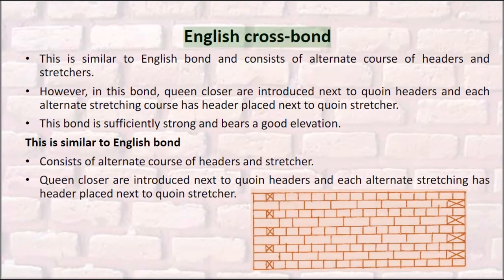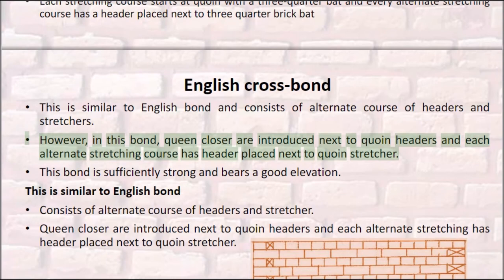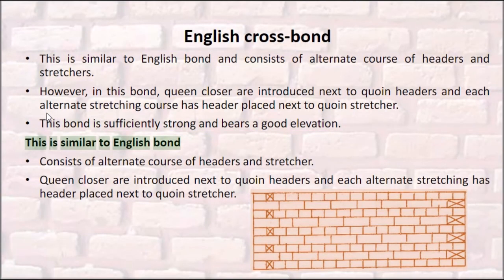English cross bond. This is similar to English bond and consists of alternate courses of headers and stretchers. However, in this bond, queen closers are introduced next to quoin headers and each alternate stretching course has a header placed next to the quoin stretcher. This bond is sufficiently strong and bears a good elevation.